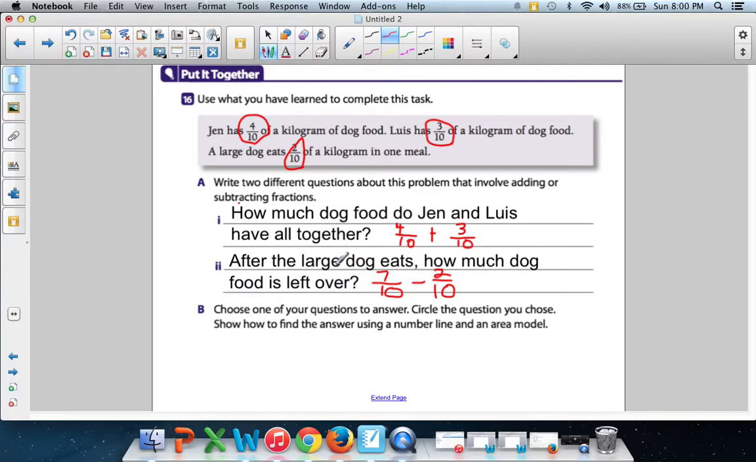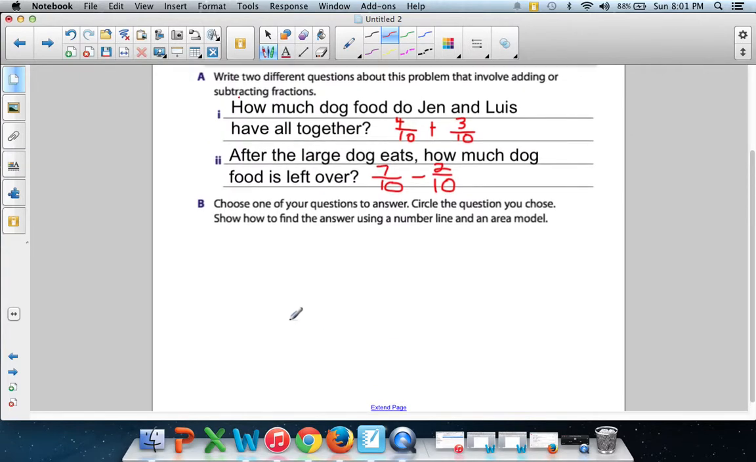Now it says choose one of your questions to answer, circle the question you choose, show how to find the answer using a number line and an area model. Oh boy, that's quite a bit of work, and I'm going to do both of them. So I'm going to circle both of them. One of them is 4/10 plus 3/10, and I'll do that on that side. I know I'm asking myself to do more work, but I'm not a lazy guy, let's do it. And the other one is 7/10 minus 2/10. No problem.